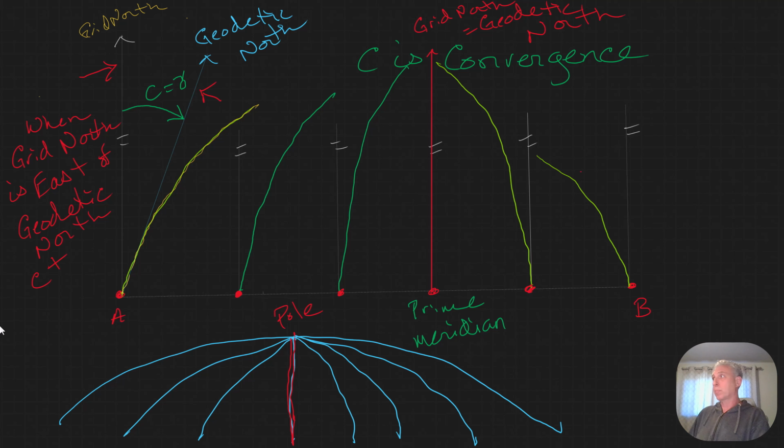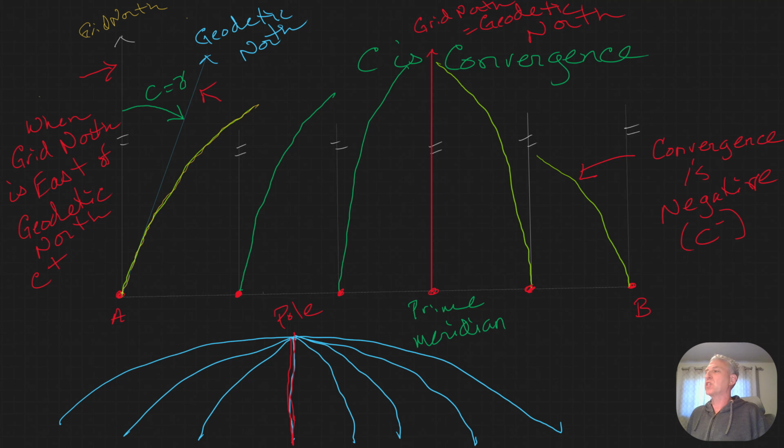To the east of our prime meridian, here, convergence is negative. Or just to use our same notation, C is negative. There we go. So when grid north is, did I do that right? Yeah, I screwed it up.